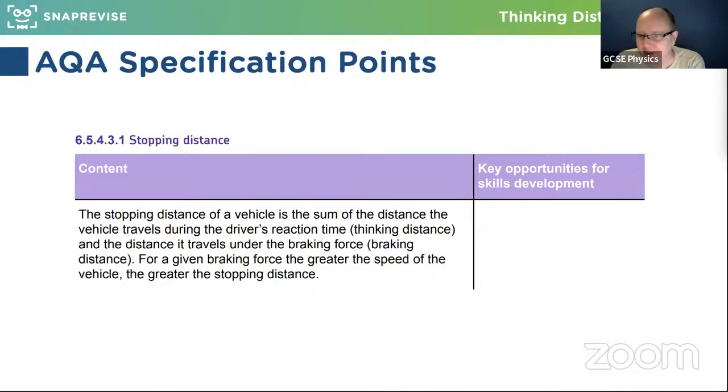So just to have a quick look at the specification, AQA says this about stopping distance. It's the sum of the distance the vehicle travels during the driver's reaction time and also the distance it travels under a braking force. Sometimes I've seen students say, when asked what factors affect the braking distance of a car, how hard you press the brake pedal. Don't say that. It's always assumed that maximum braking force is being applied when a vehicle is under braking force.